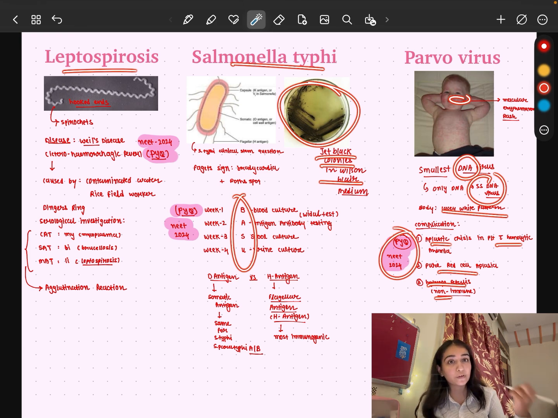Then you have parvovirus. Parvovirus, you just have to remember that it is the smallest DNA virus, and it is a single-stranded DNA virus again, with maculopapular rashes on the face and a reticular white pattern all over the body, and the complications that parvovirus causes are aplastic crisis, pure red cell aplasia, and hydrops fetalis, which is again a non-immune type.